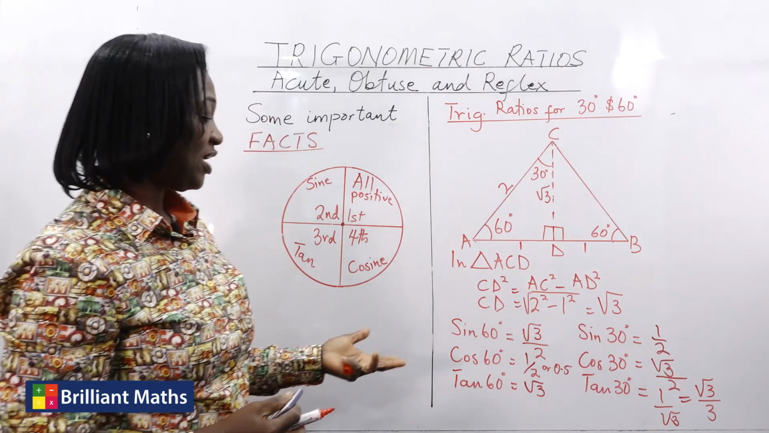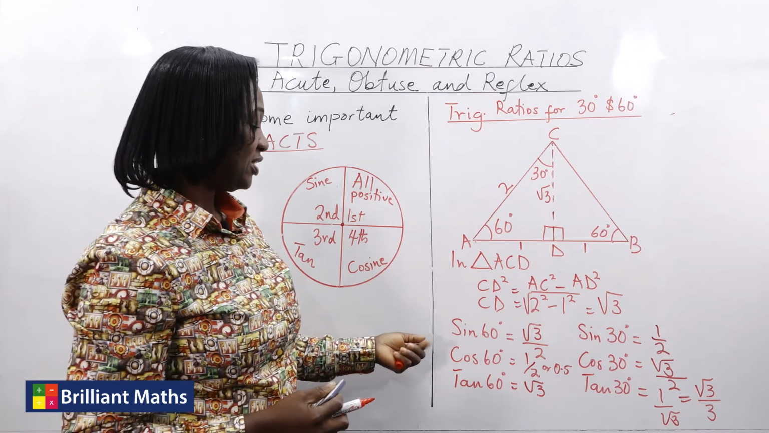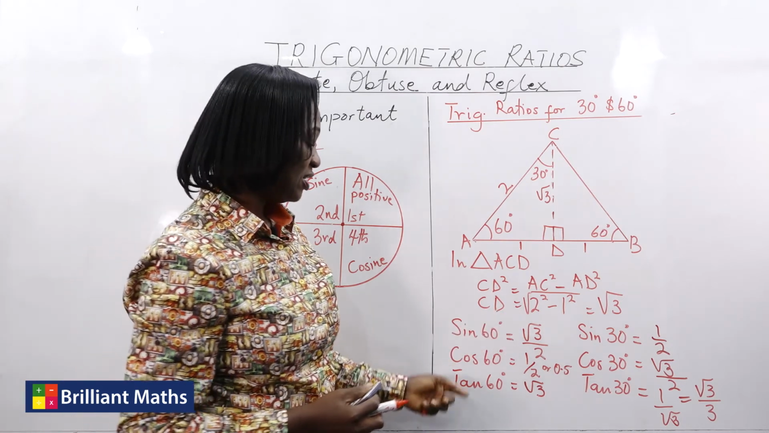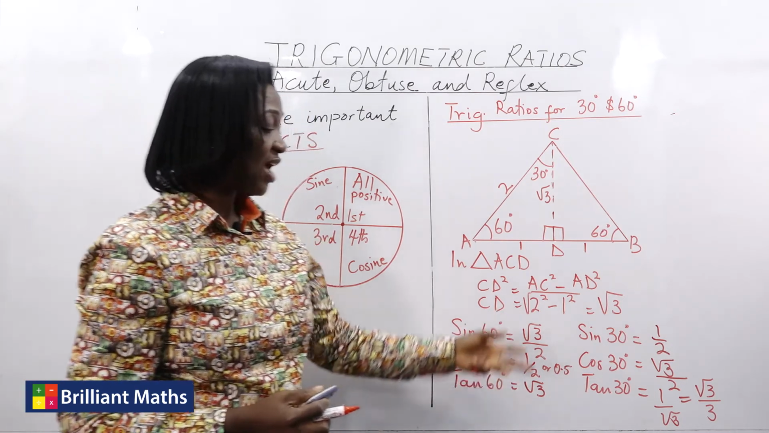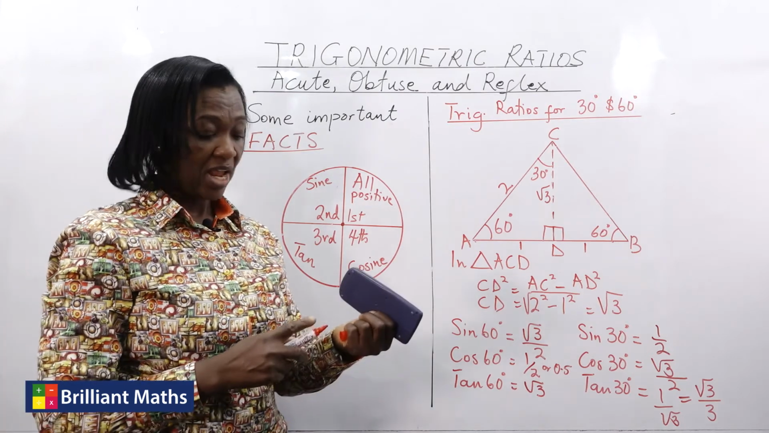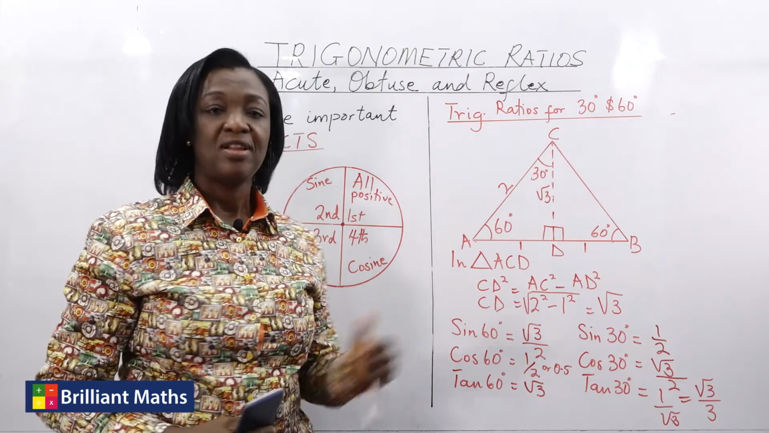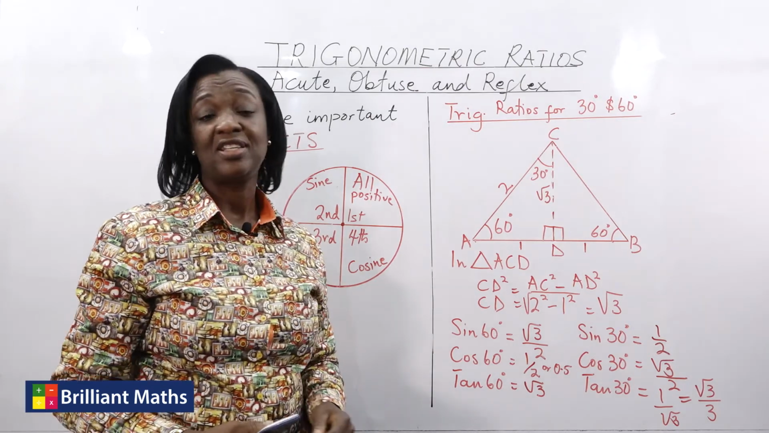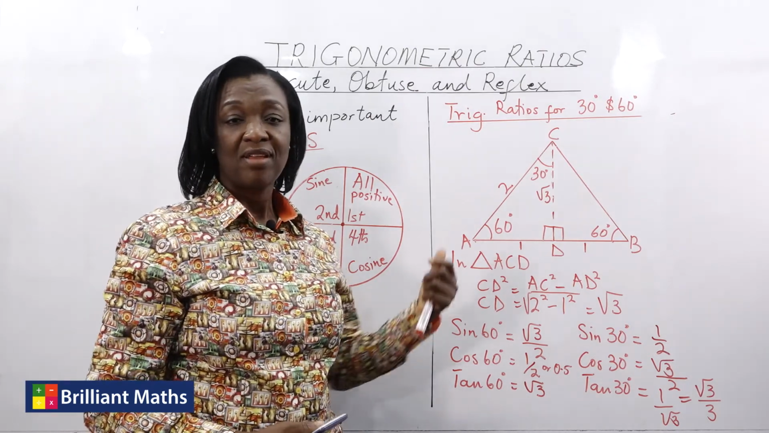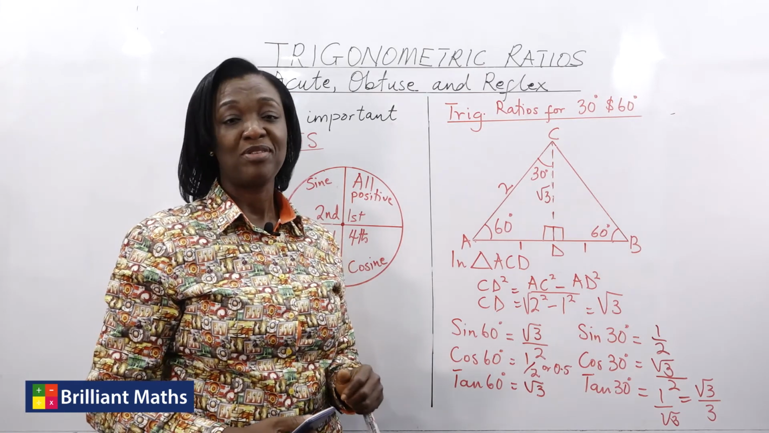So you can actually calculate sine 60 degrees, cos 60, tan 60, and the rest of them without using a calculator because we know the values. Take your time to go over this lesson, and for more of this, get a copy of Brilliant Maths Module 6. I hope you enjoyed today's lesson.